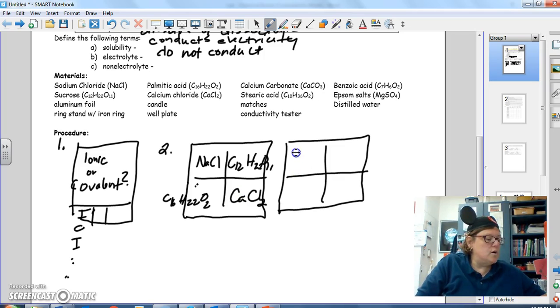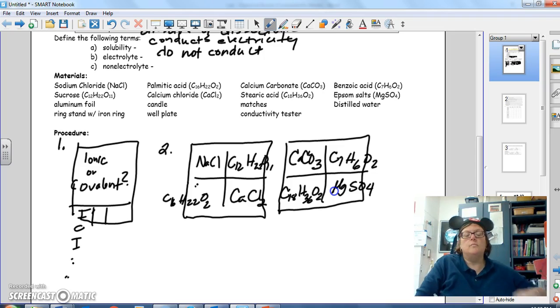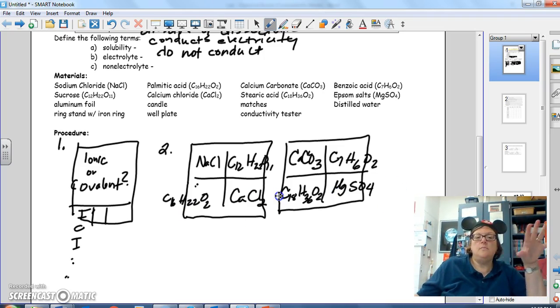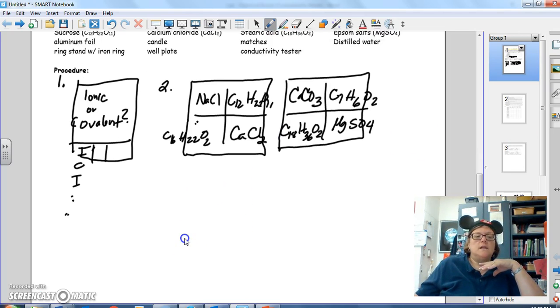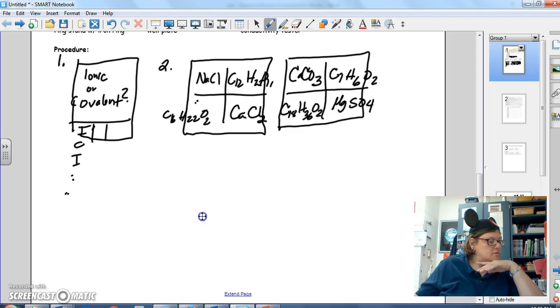Then on a second square, calcium carbonate, stearic acid, C18H36O2, benzoic acid, C7H6O2, and Epsom salts, MgSO4. Okay, so 2 pieces of aluminum foil, divide them into 4 sections and label each one with one of our compounds.